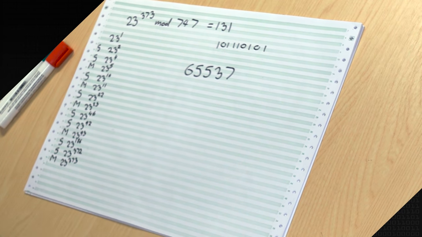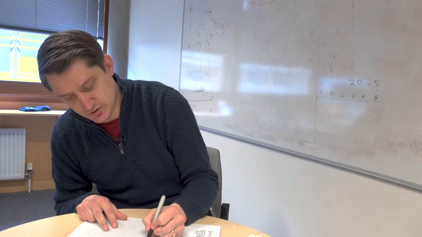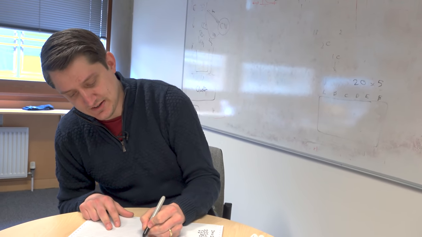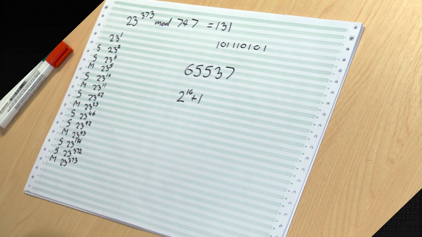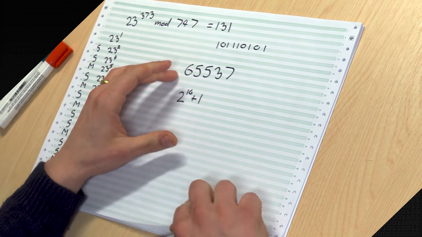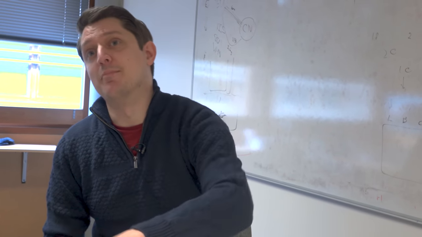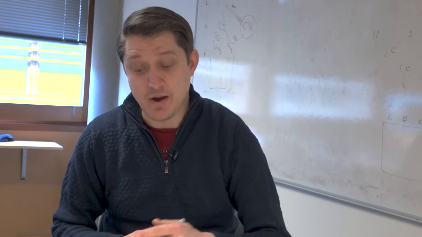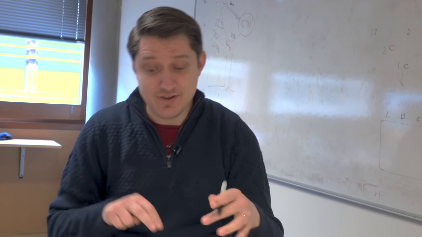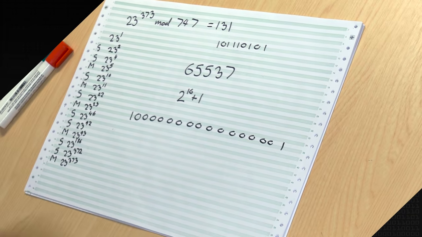Well, if I write out the binary representation of this, it's 2 to the 16 plus 1, which also happens to be prime. Now, the reason it's useful that it's prime is because mathematically then it doesn't share any divisors with another number, which perhaps we'll go into in a different video. But from my point of view, from this algorithm, the reason this is interesting is that is the binary representation of that number.